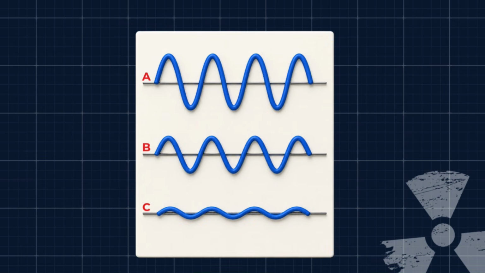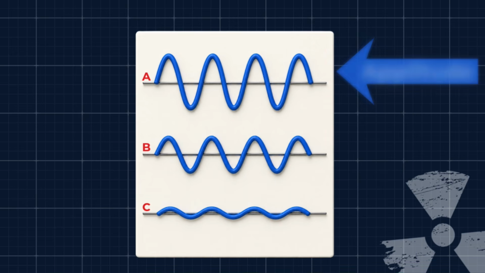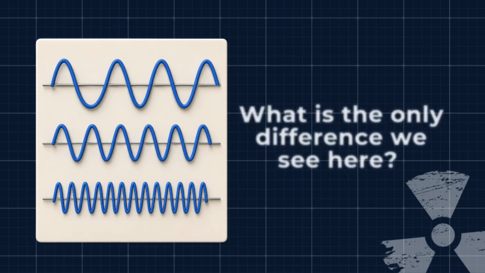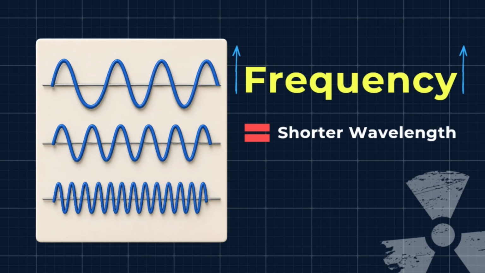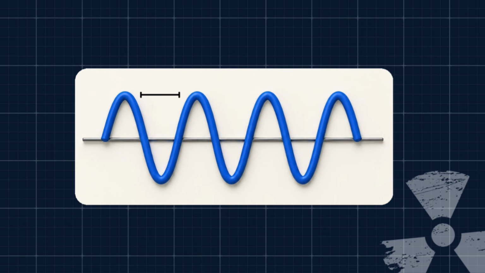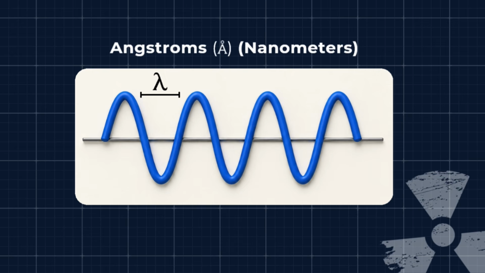So if we look at these 3 sine waves here, what would be the only difference between them? Their amplitude, right? What if we were looking at this one? What is the only difference here? Its frequency, which affects the wavelength. Remember what we said earlier, the higher the frequency, the shorter the wavelength. The distance here between one crest to another is a wavelength. It's represented by the Greek letter lambda, and it's measured in angstroms or nanometers.